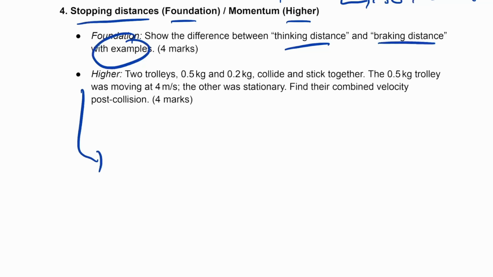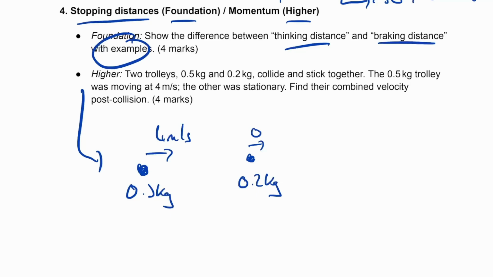Okay, for the higher section then, we can look at it down here. So we've got two trolleys, 0.5 kilos and 0.2 kilos, collide and stick together. So let's draw this out. So we have a 0.5 kilo trolley. I'm just going to draw it as a dot because that's easier. So this is moving at 4 meters per second, and it weighed 0.5 kilos, and it collided with another trolley which was initially stationary, right? So you can say over here, this one is not moving, so we'll give it a speed of 0, and the mass was 0.2 kilos.